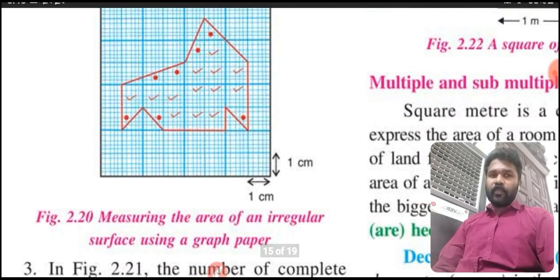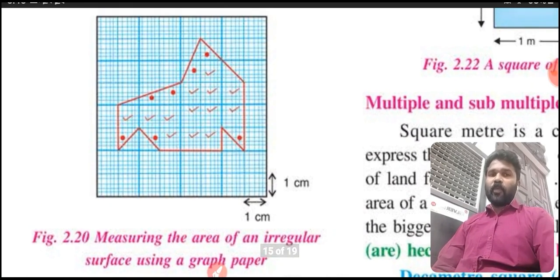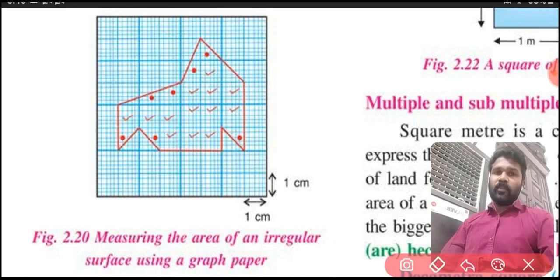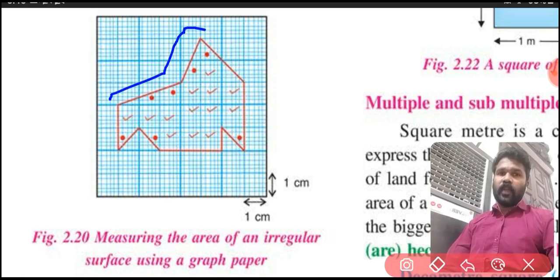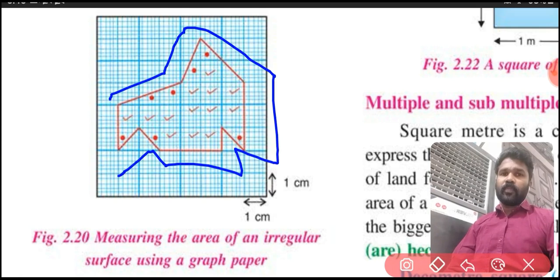You see an irregular surface on this graph paper, 2.20. We have already kept it and done the outline. Outline, you can see. Okay, this is the outline.